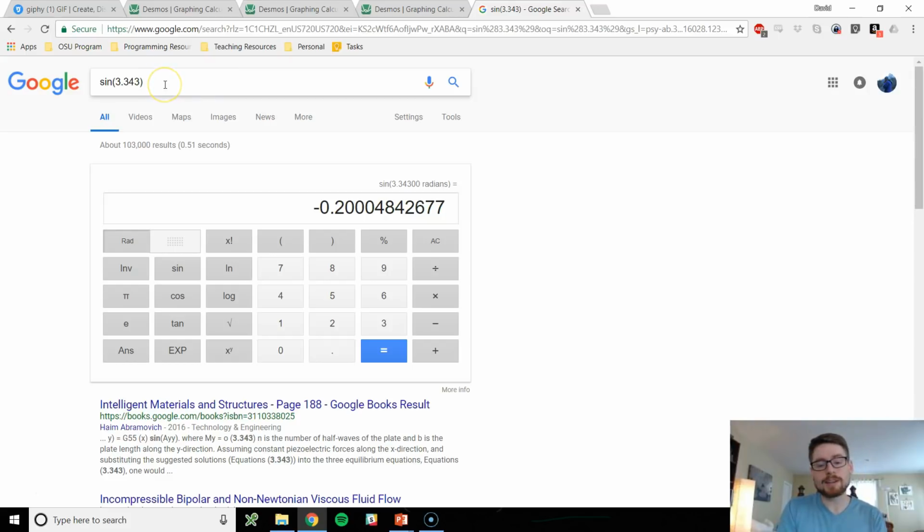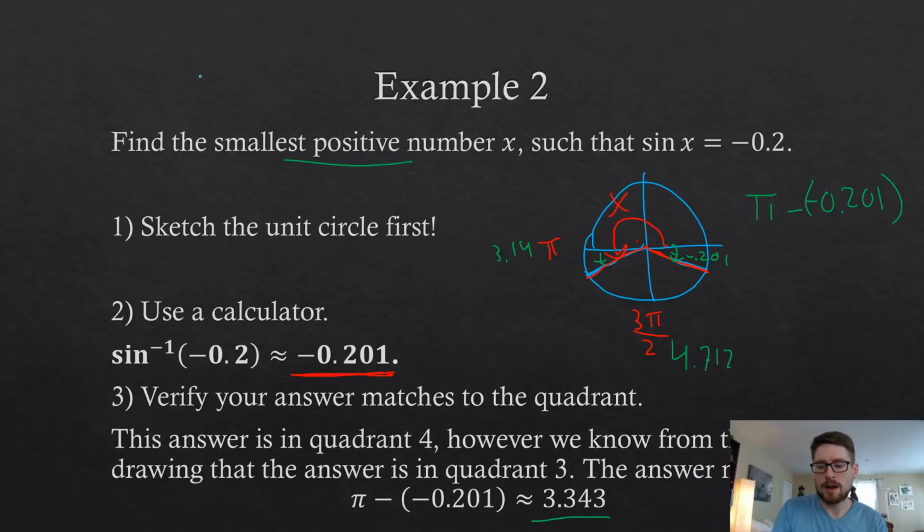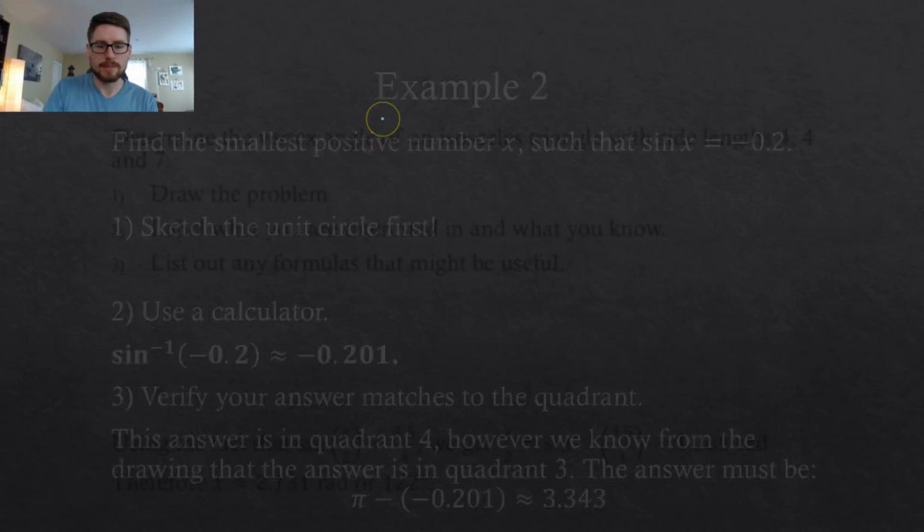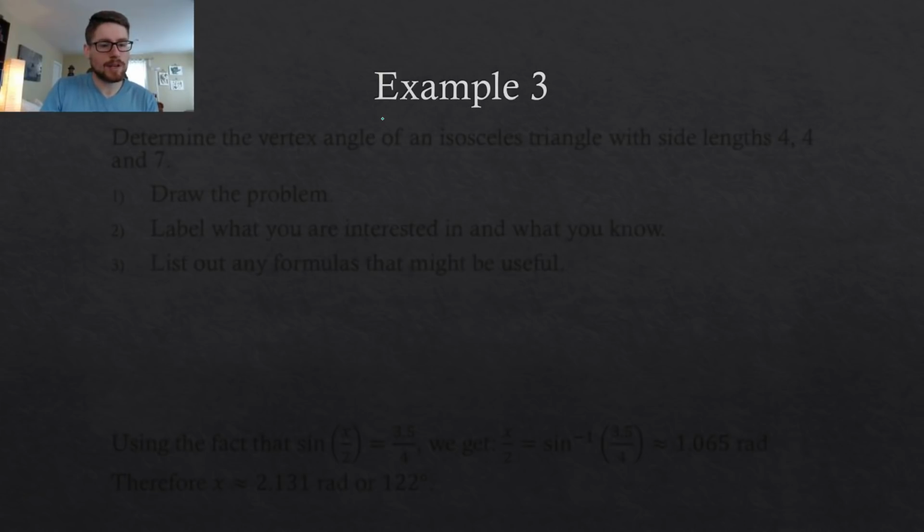So remember, we had to draw the unit circle to come up with the correct answer. 3.343 is the smallest positive x where the sine is negative 0.2. So it's not just plug and chug with your calculator. There's quite a bit more thinking that has to go into it. Okay, we're going to do one more example and then call it.